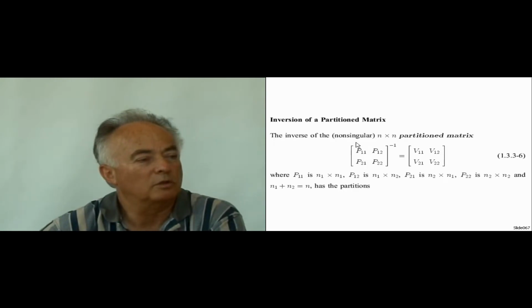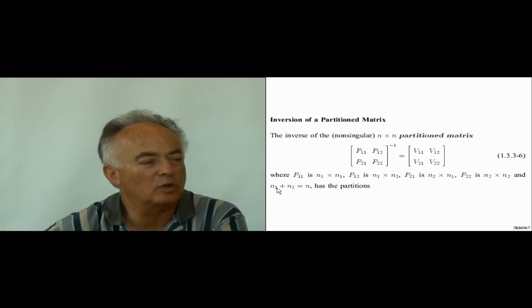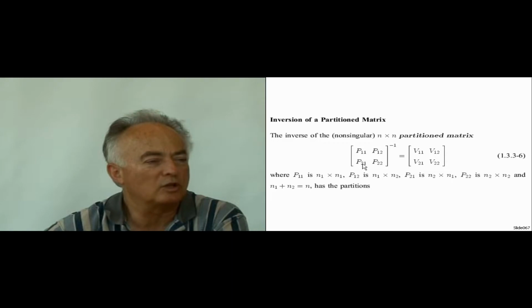Here is another result that will be very useful. If we have a matrix which is n by n and we partition it, P11 is an n1 by n1 block, P22 is an n2 by n2 block with n1 plus n2 equal to n. Then P12 is n1 by n2, and P21 is n2 by n1. Now, we invert this whole matrix and relate the blocks, the counterpart blocks of the inverse, to the original blocks. So again, V11 is n1 by n1, V22 is n2 by n2, and so on.